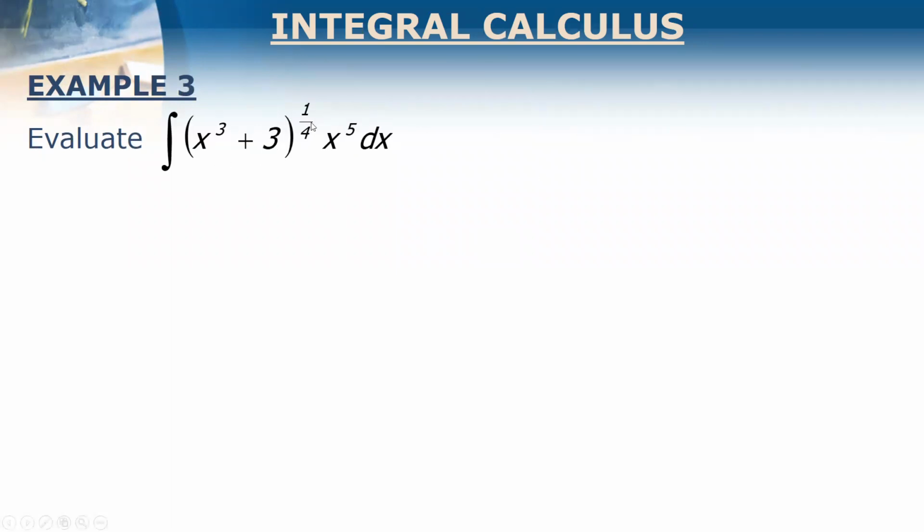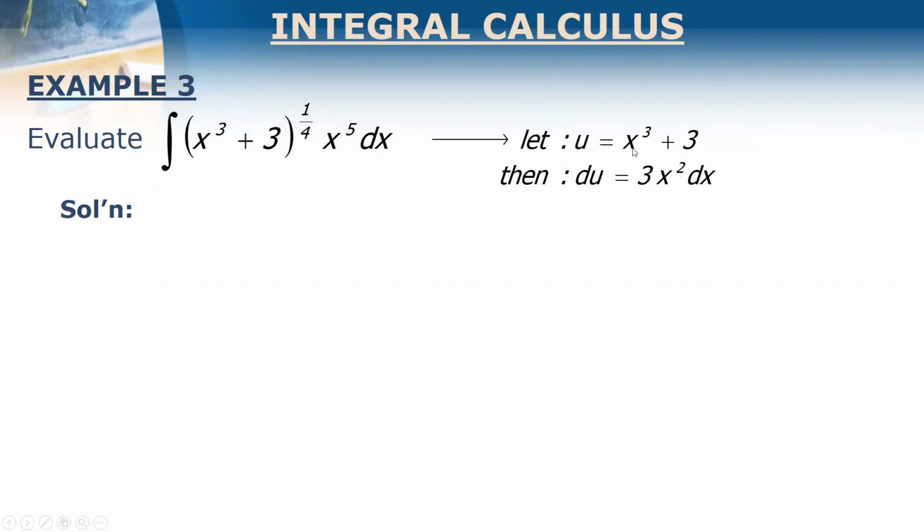Again, when there is a power, the base is what you substitute as u. Let u equal x cubed plus 3. So when you differentiate, it has 3x squared dx. Now, if we rearrange, we need the x squared, since x raised to 5 is what we have.